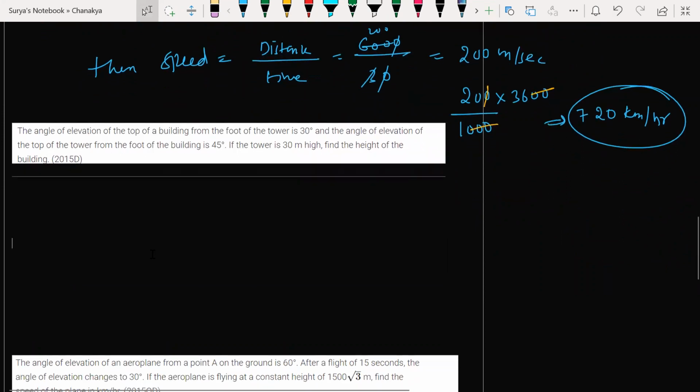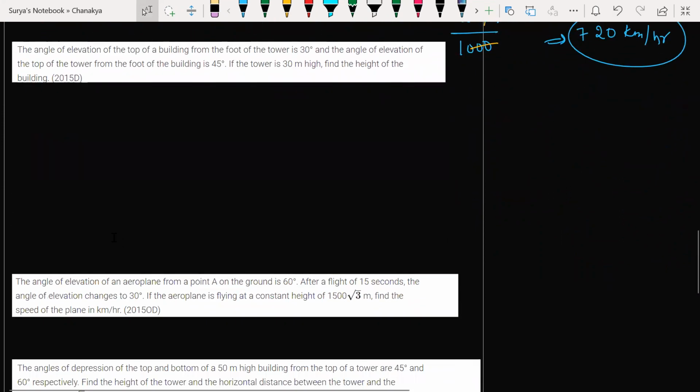Next question. Angle of elevation of the top of the building from the foot of the tower is 30, and angle of elevation of the top of the tower from the foot of the building is 45. Sir, I'm still getting 117. The tower is 30-meter high, then the height of the building is what?